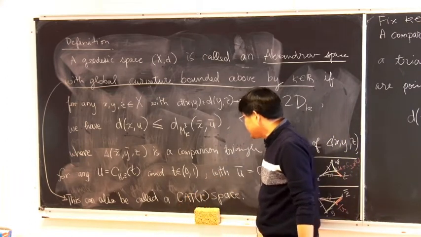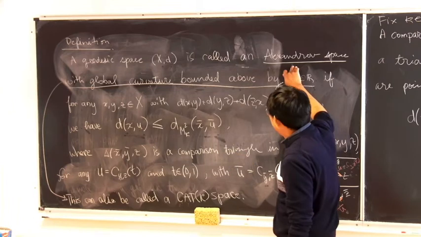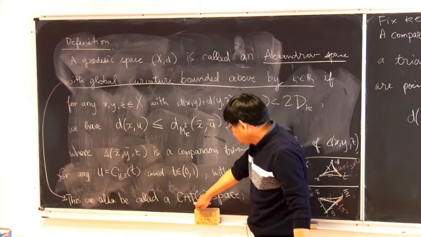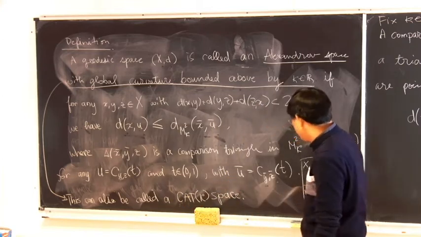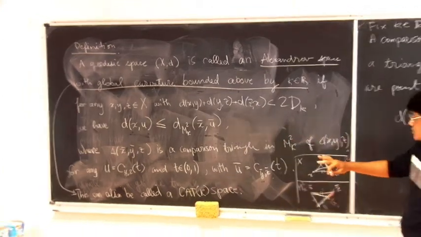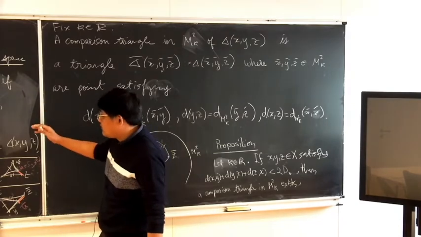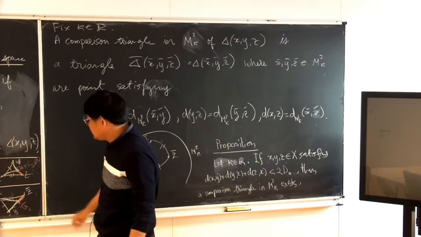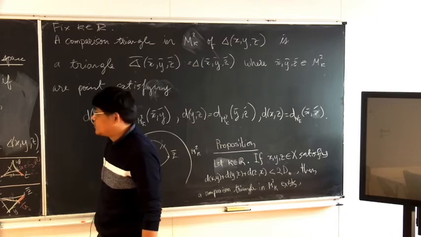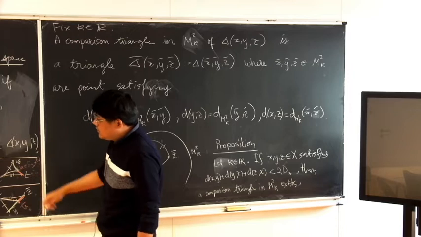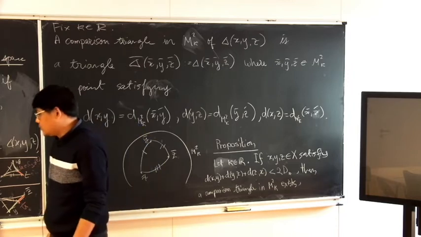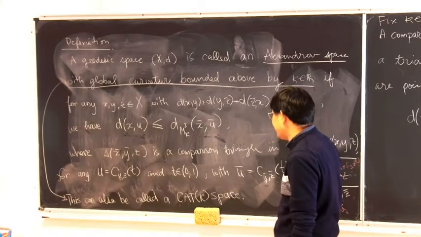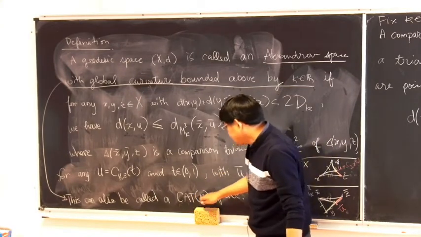The next one is Alexandrov himself. And the third one is Toponogov. Toponogov is the one who proved that sectional curvature bounded above by kappa can be reformulated purely in metric terms by using comparison triangles. So this notion was inspired by the Toponogov comparison theorem. So here comes the name CAT(kappa) space, where we will just call it a CAT kappa space.